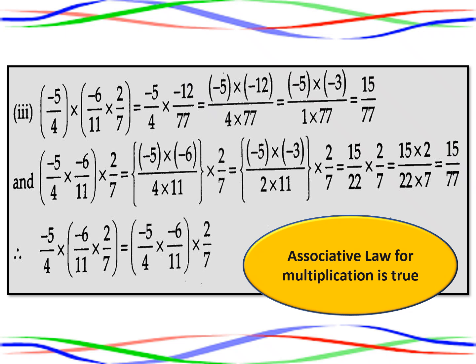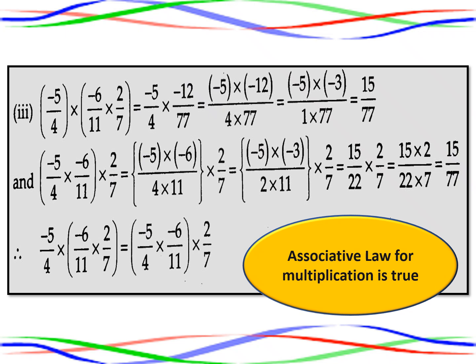It is not that you open the bracket at a time, as mentioned for addition. So here also you have to follow the same. Get the answer for minus 6 by 11 and 2 by 7 multiplied, minus 12 by 77. So that answer gets multiplied by minus 5 by 4 and the resulting answer is 15 by 77.